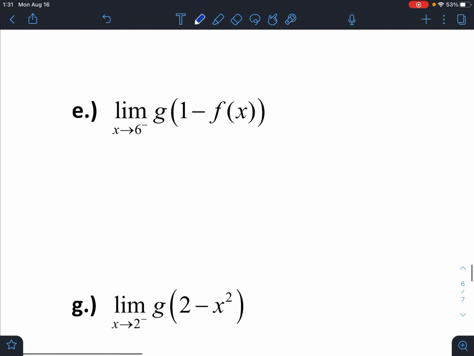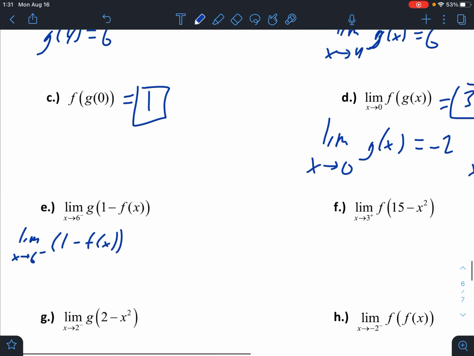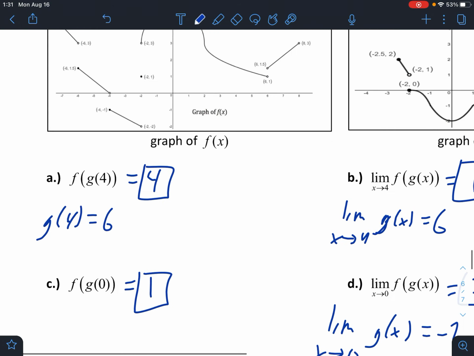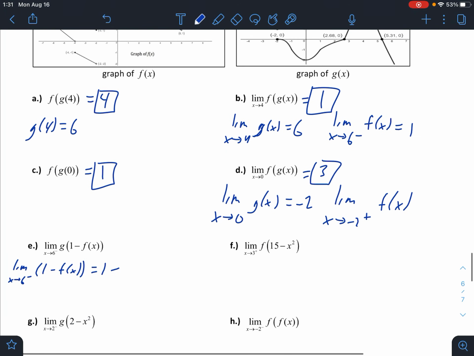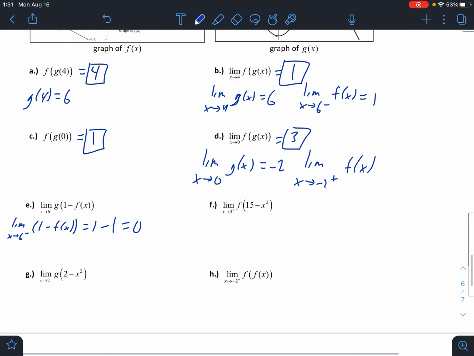Part E. We're going to start here by doing the limit as x approaches 6 from the left of 1 minus f of x. So that would be 1 minus, as x approaches 6 from the left, 1, which is 0. Since g of x is continuous at 0, our limit would just be g of 0, which is -2. So our answer is -2.